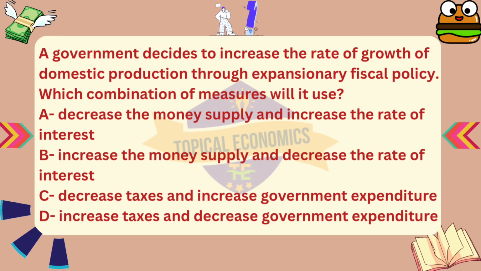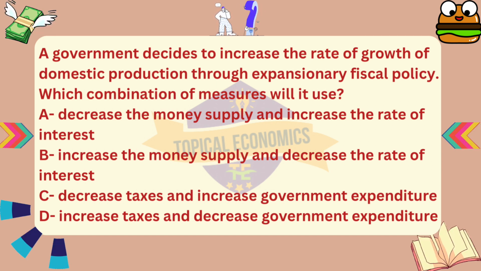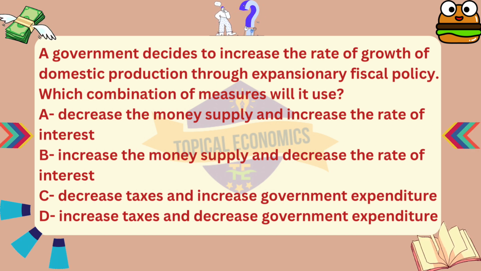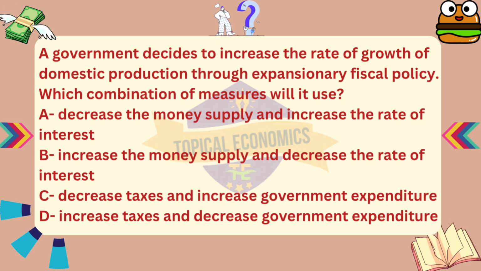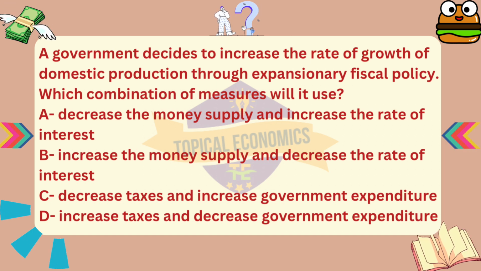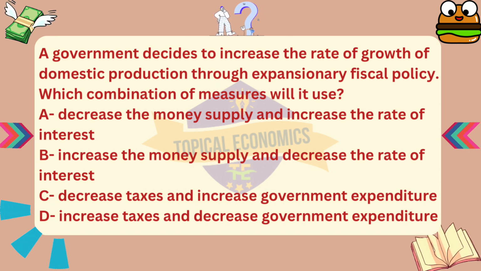Expansionary fiscal policy is designed to stimulate economic growth by increasing aggregate demand. This can be achieved by reducing taxes, which increases disposable income for consumers and businesses, thereby encouraging more spending and investment. Simultaneously, increasing government expenditure directly boosts demand through public sector projects, such as infrastructure development, healthcare, or education. Both measures work together to raise overall economic activity and promote domestic production. In contrast, the other options involve monetary policy or contractionary fiscal measures that would not support an increase in the rate of growth of domestic production.